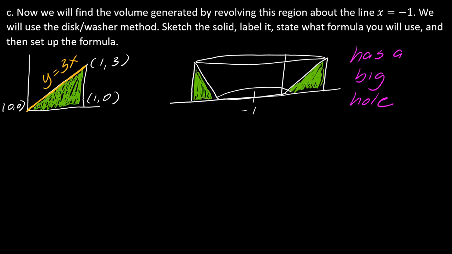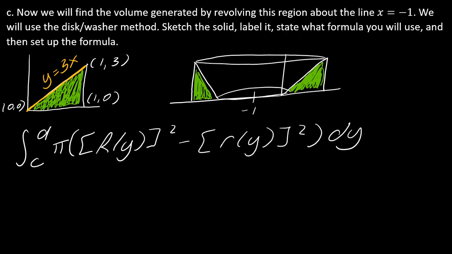Now, I've rotated this about the line x equals -1, which is parallel to the y-axis. Because of that, everything is going to be in terms of y, and like I said, we're using the washer method so that I can account for that big hole in everything.